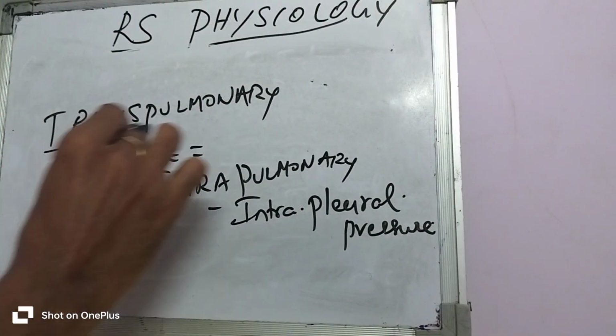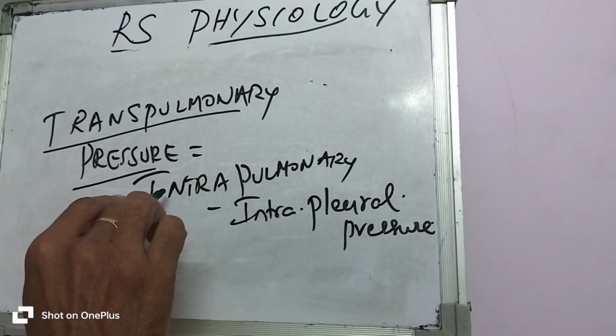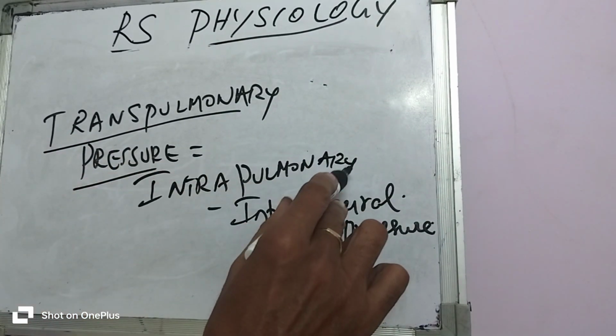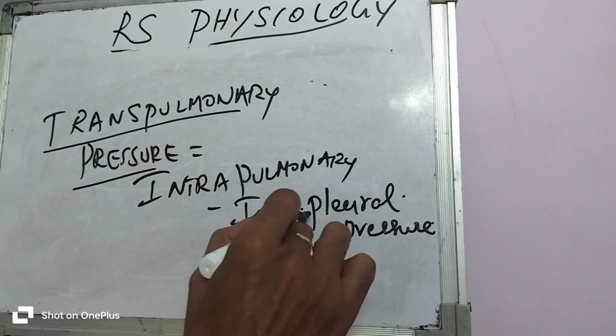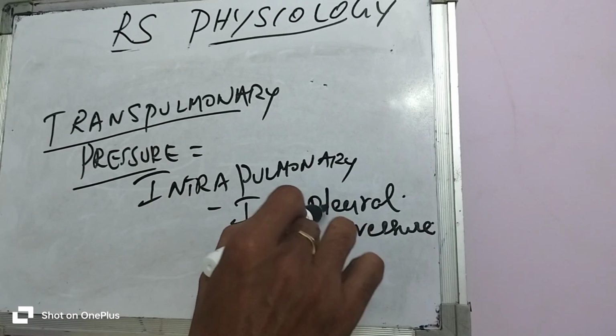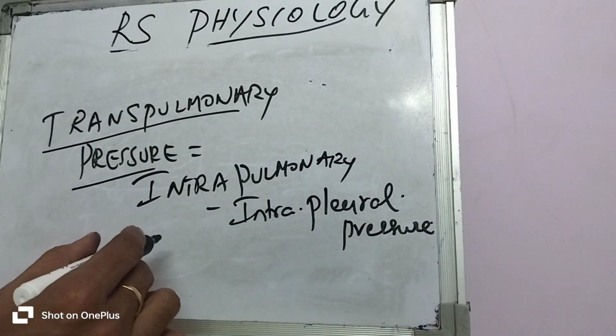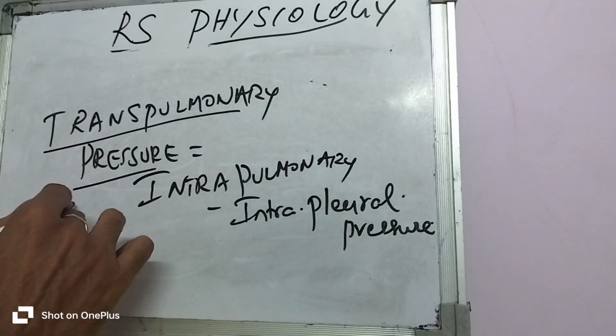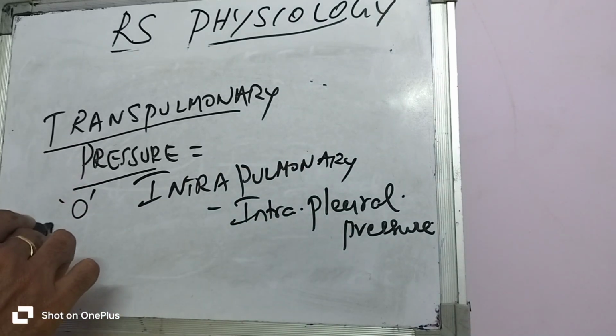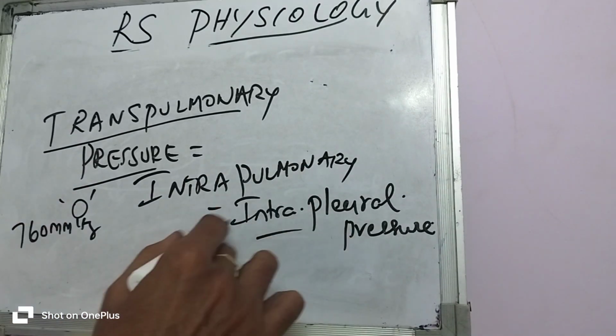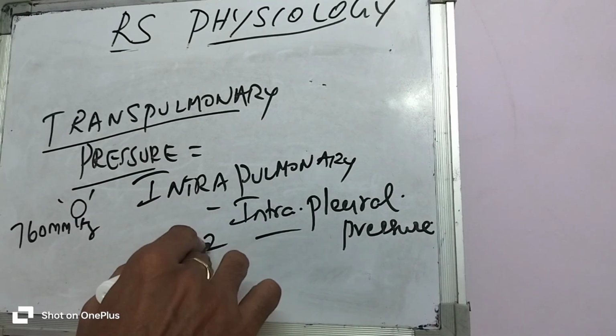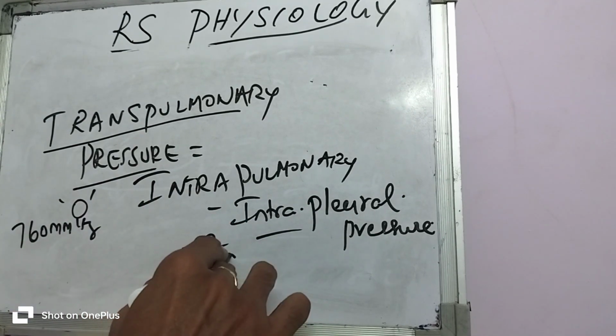So transpulmonary pressure is a very important pressure, which is derived by the difference between the intrapulmonary pressure and intrapleural pressure. If the intrapleural pressure is becoming more and more negative, it automatically increases the transpulmonary pressure. Say at the beginning of inspiration, the intrapulmonary pressure is 0 mm, that is, it is equal to the atmospheric pressure of 760 mm of mercury, and this intrapleural pressure is -2 mm of mercury, that is, 758 mm of mercury.